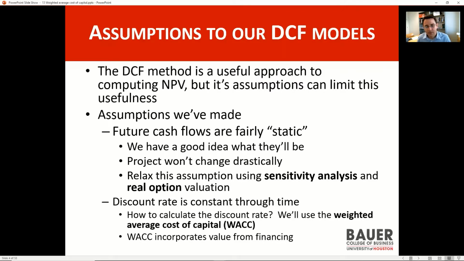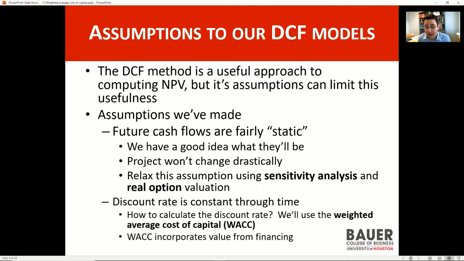However, there are some assumptions that we've been using. Now, the first is that the cash flows are pretty static. We're still going to stay in that world here when we're studying the WACC. But what this means is that when we forecast the cash flows, those are our best bet. We have some guess as to what's going to happen. That's our best guess. We're assuming that the project's not going to change drastically.